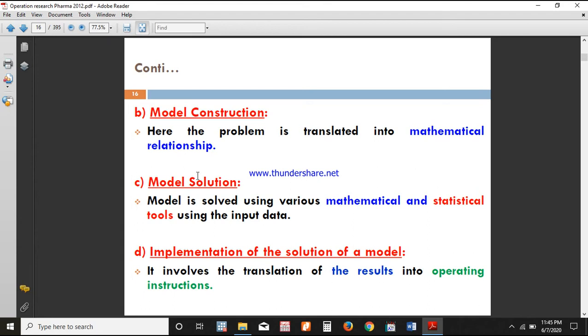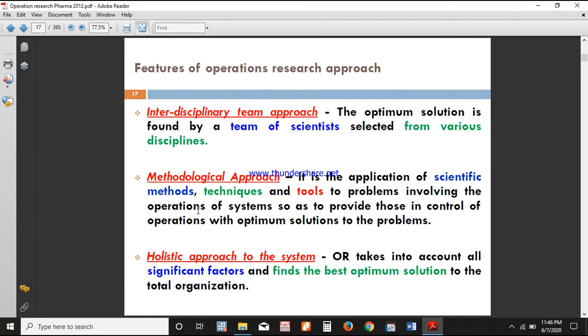And the third one is model solution, that is mathematical and statistical tools in implementing these issues. And the last one is the implementation of the solution to find the best solution for the problem which is existing in the enterprises. Therefore, when we come to the features of operations research, there are a lot of features or characteristics that you can find.